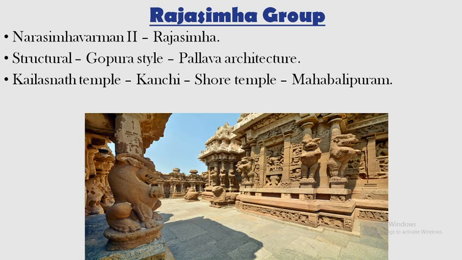The next group of temples was by Rajasimha. The group was under Narasimhavarman II, who was also known as Rajasimha. He introduced the structural temples, as you can see in the image below, and the Gopura style in Pallava architecture. The Kailasanatha temple at Kanchi and the Shore temple at Mahabalipuram are excellent examples of the Rajasimha group of temples.